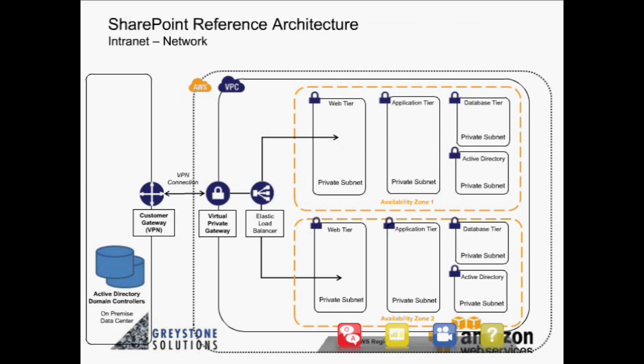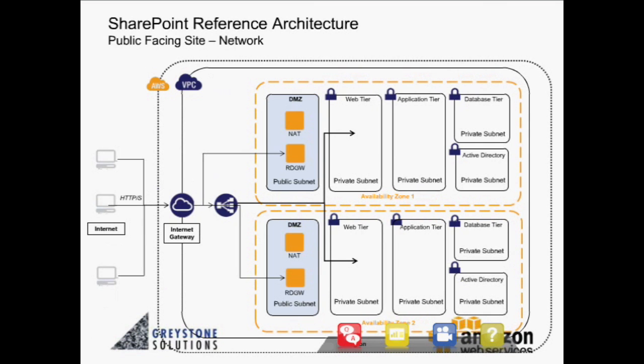that is set up to receive the requests from the users. And then everything is set up in private subnets. Your web tier, your application tier, and then your database tier and Active Directory are set up in a private subnet. So there is no public exposure here and no public components here. So your users are coming in over the VPN gateway to access the SharePoint that is set up in the AWS environment for an intranet scenario.